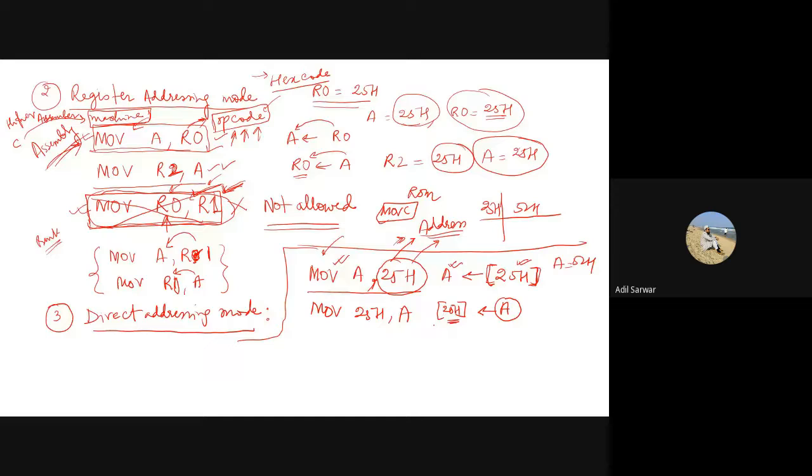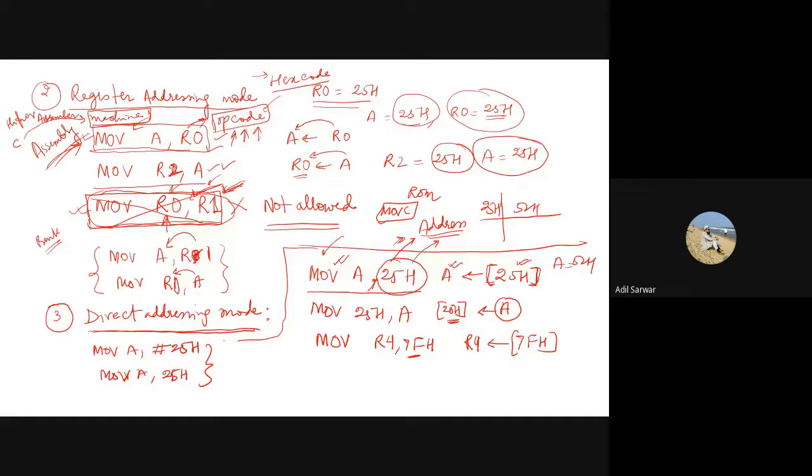And similarly, we could work with the general purpose registers here. Move R4 comma 7Fh. What it means is that whatever is there in 7Fh is copied to the R4 register. Okay. So any doubt with direct addressing mode? I hope you understand the difference between the instruction move A comma hash 25h and move A comma 25h.